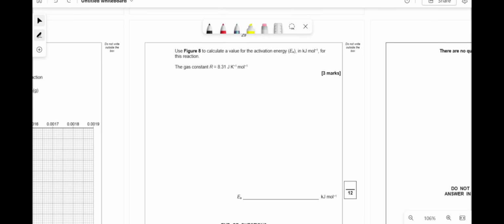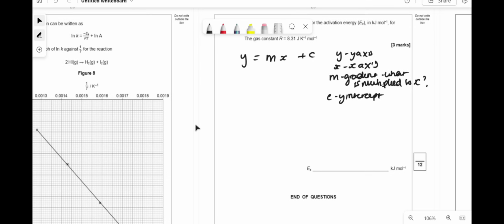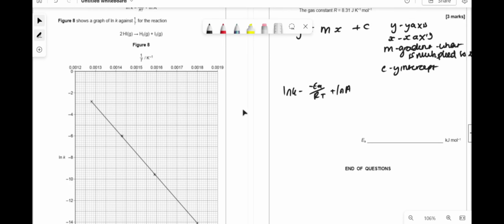Whenever you've got a graph, you always need to think of it as y equals mx plus c. So y is what's on your y-axis, x is what's on your x-axis, m is your gradient, that's what is multiplied to x, and then c is your y-intercept. Okay, so they've given us this equation, ln k equals negative EA over RT plus ln A, and they've given us a graph of ln k against 1 over T.